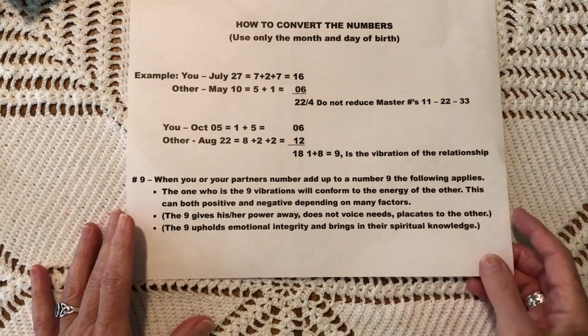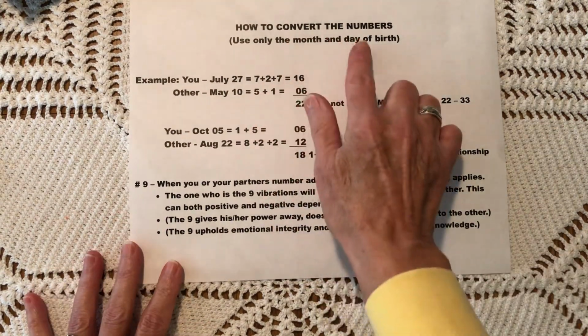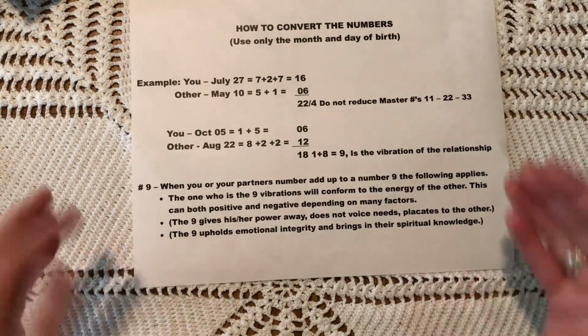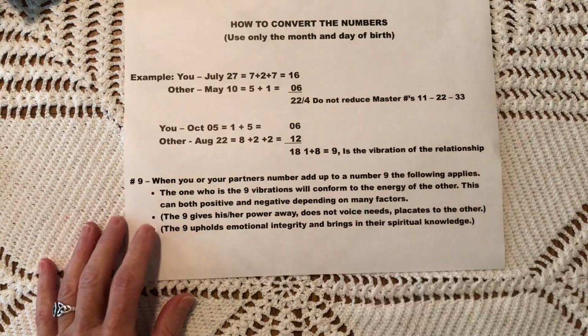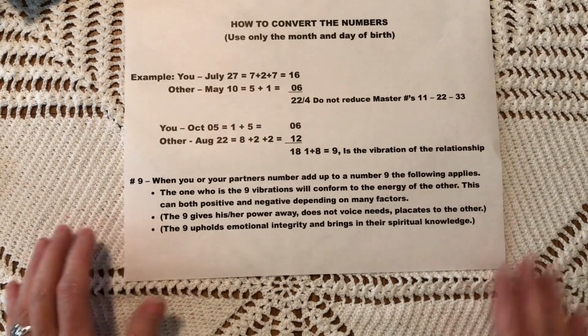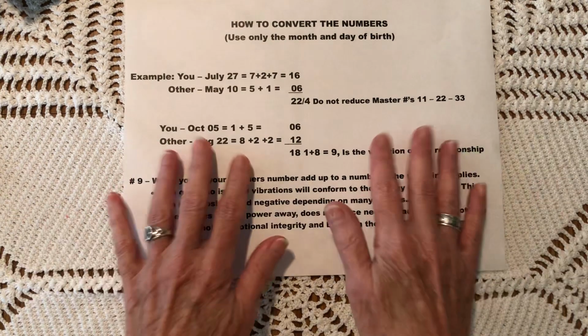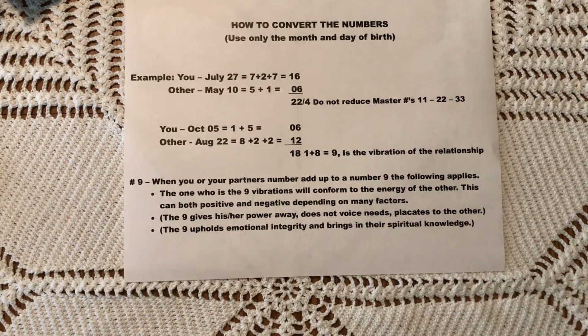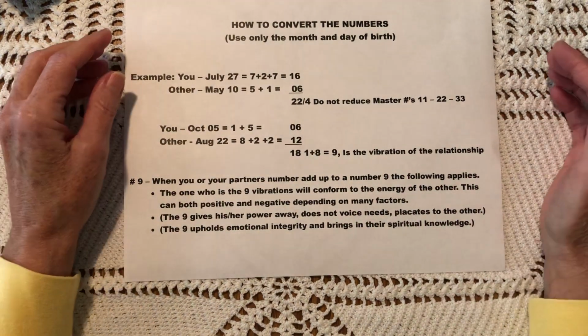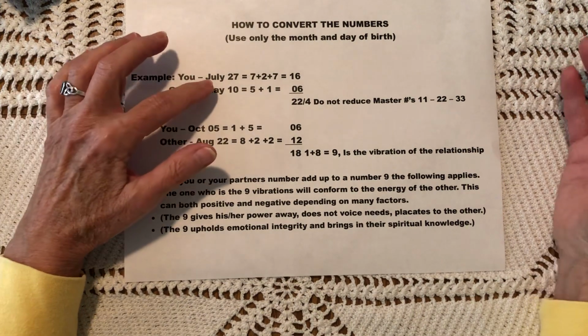Very simple. You're only going to take the month and the day of birth. And I have two examples. One is going to end up giving us a master number, which I'll explain, and then we're going to come to a regular number. So you take the month and the day, you change the month to a number.